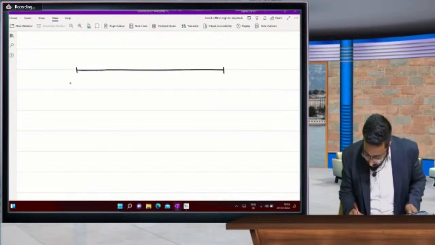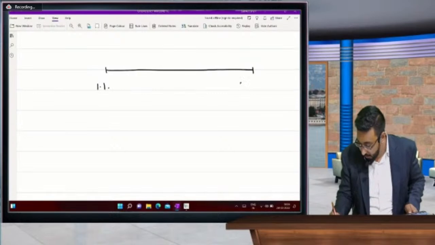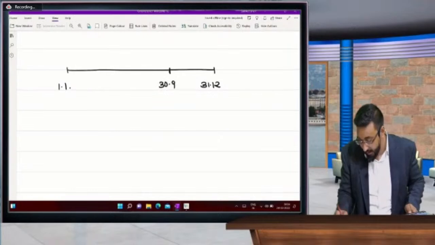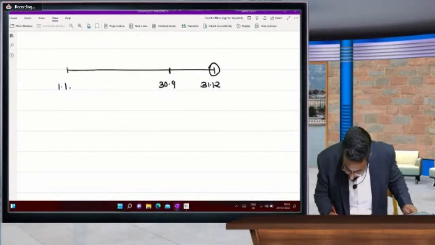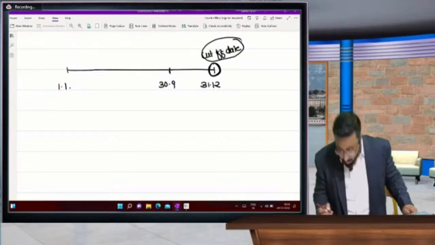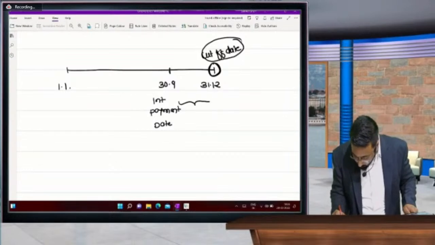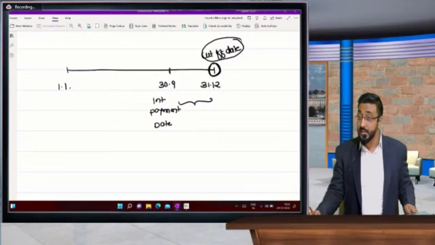See, beta, our balance sheet date is 31st December. It starts on 1st January and ends on 31st December. Now, last interest paid is on 30th September. So, as per accrual concept, this is our cutoff date. Interest payment date is 30th September, so from 30th September up to 31st December, interest is expenditure.